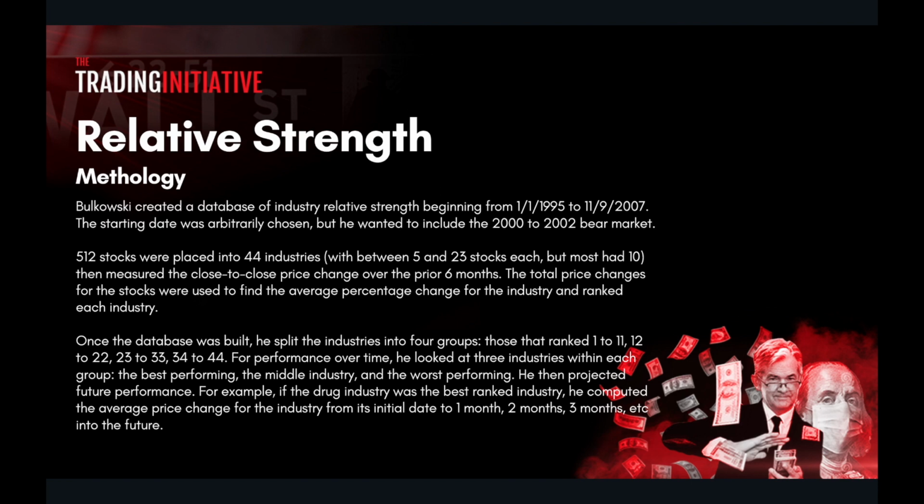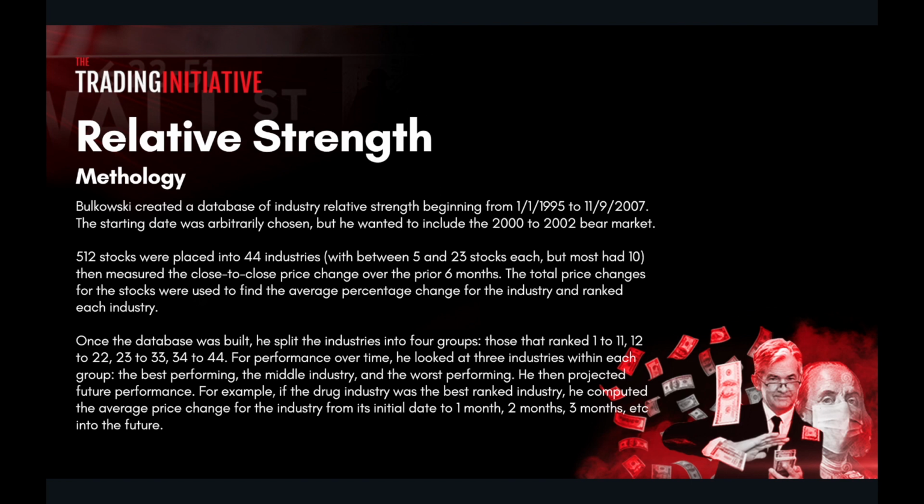Once the database was built, he split the industries into 4 groups. Those that ranked 1st to 11th, 12th to 22nd, 23rd to 33rd, 34th to 44th. So there's 44 different industries that he looked at. And essentially, he tiered them. Tier 1, Tier 2, Tier 3, Tier 4, based off of relative strength.